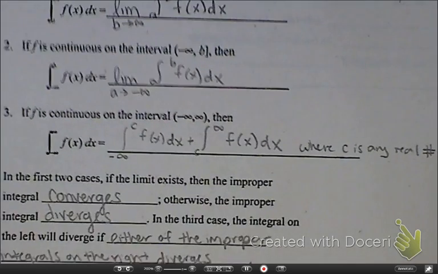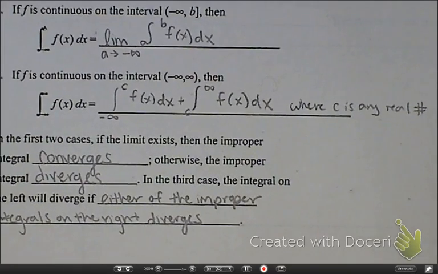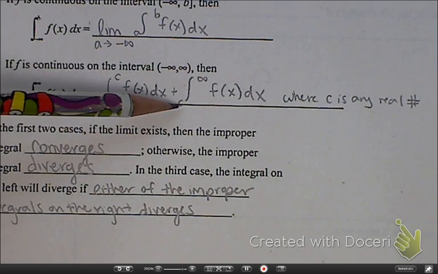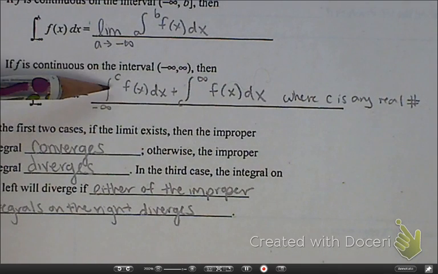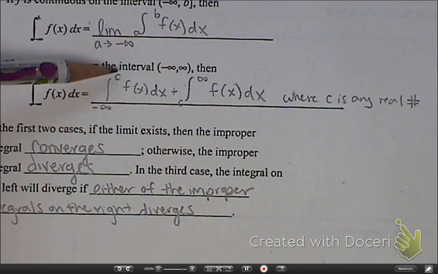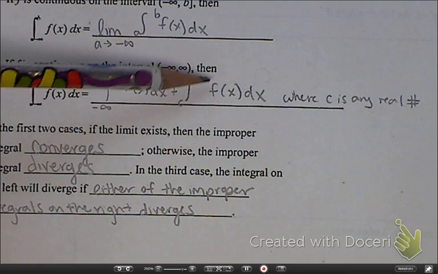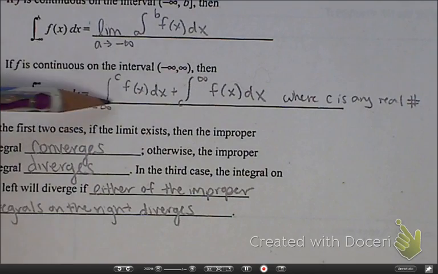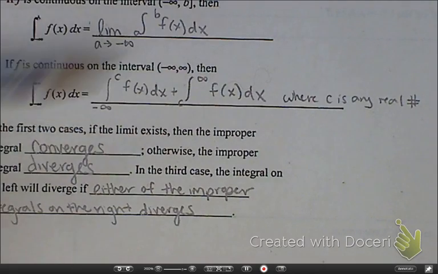And for the third one, if it's from negative infinity to positive infinity, the whole thing, we have to split the interval up over a nice number. Usually that nice number is probably going to be 0, but we can split it up over any number. And so we go from negative infinity to c for the interval, and then from c to infinity of the interval as well, where c is any real number. And we'll use the same rules for these ones as we did up above for the a and b.